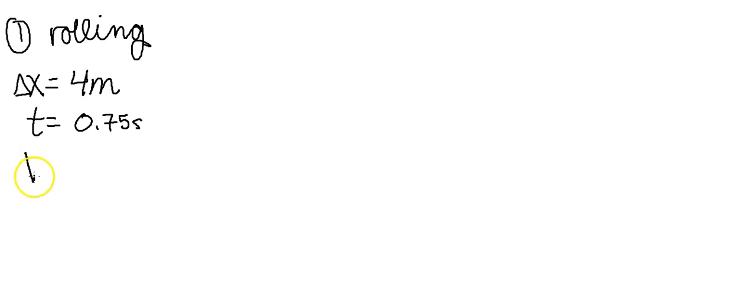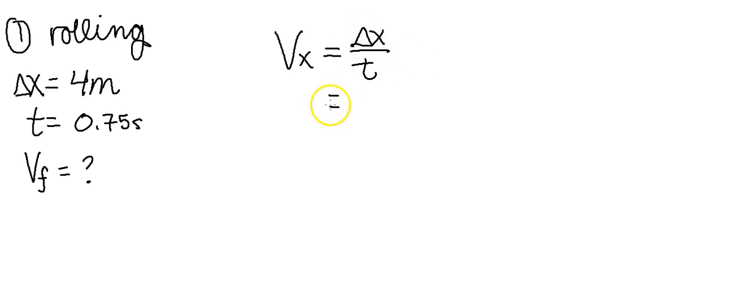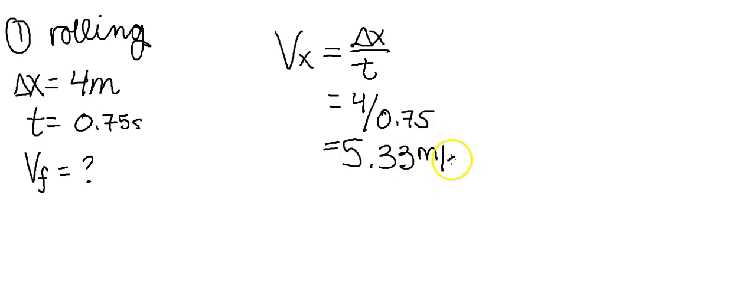So we want to know how fast it's moving when it leaves the table. That's going to be V final, and we need to know what that is. So x direction, no acceleration, means we have Vx equal to delta x over t. Delta x is 4, t is 0.75, so we do 4 divided by 0.75, and that gives us a speed of 5.33 meters per second. So that is an x velocity.